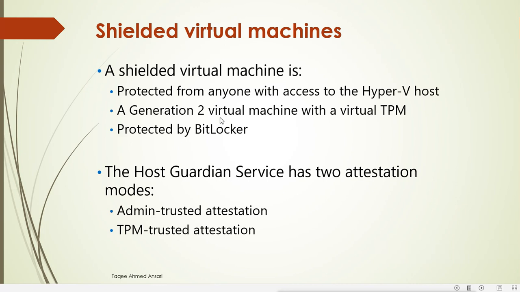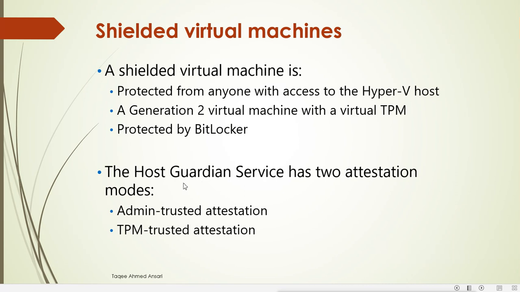Then a generation 2 virtual machine with a virtual TPM. Now in a generation 2 virtual machine we have the virtual TPM also. TPM means Trusted Platform Module. It is used for BitLocker, to store the BitLocker key. So if we create a generation 2 machine, we can have a virtual TPM also, where we can use BitLocker and it will be protected by BitLocker. So we can use BitLocker and the TPM feature also, and it will be virtual.